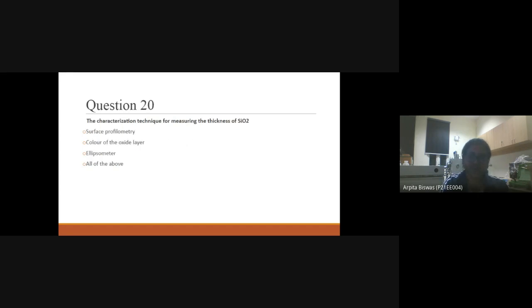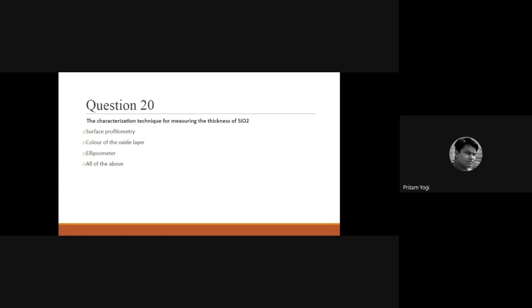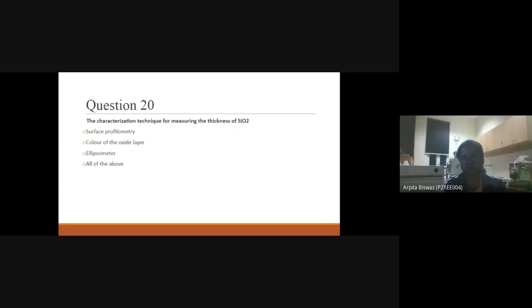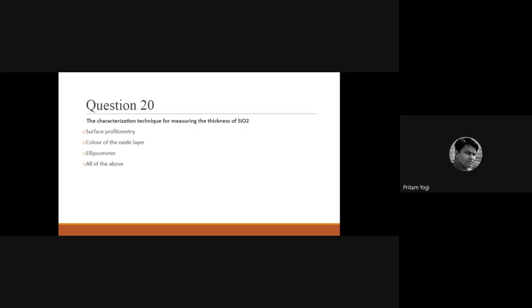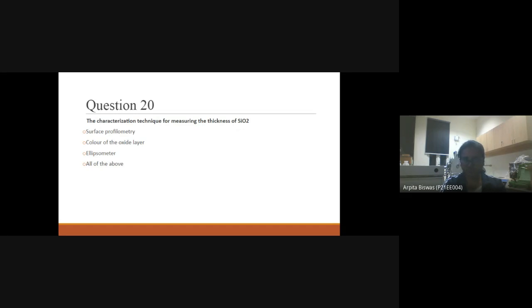Next question: the characterization technique for measuring the thickness of silicon dioxide is surface profilometry, color of the oxide layer, or ellipsometer, or all of the above. I think all of them. Okay, so the right option is all of the above. But have you thought that I have used the ellipsometer, but I did not use the surface profilometer or the color of the oxide? Yes, surface profilometry is also used to measure the thickness of the silicon dioxide.